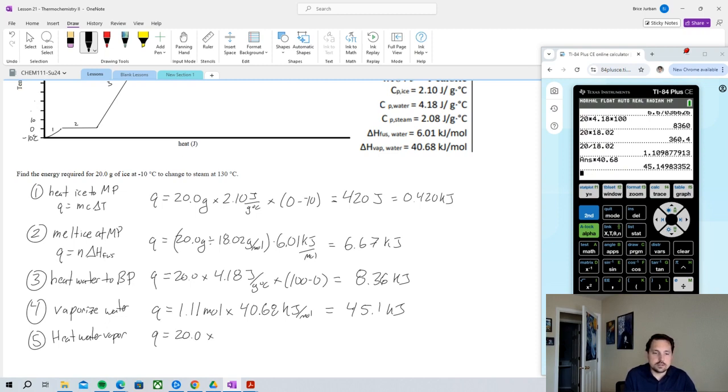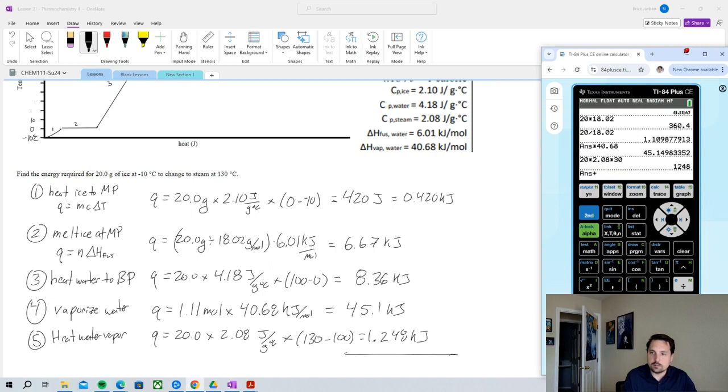And the last thing is to heat the steam. The specific heat of steam is close to that of ice. It's 2.08. And we're going from 100, because we're starting at the boiling point, to 130 as our final. And what do we get? Doesn't take much energy here, 1.248 kilojoules. And then what we do is we're going to add all these values up.